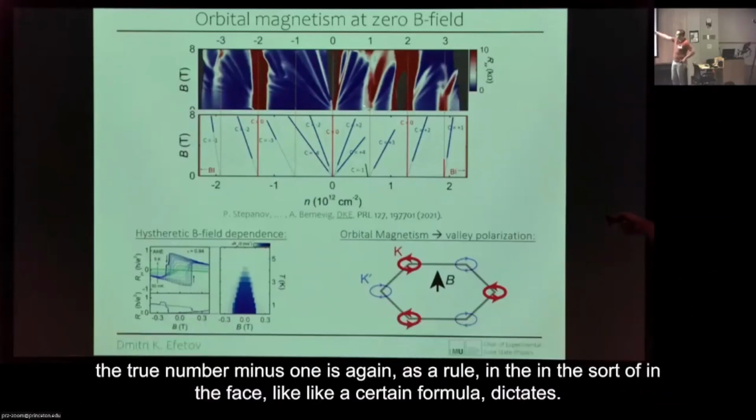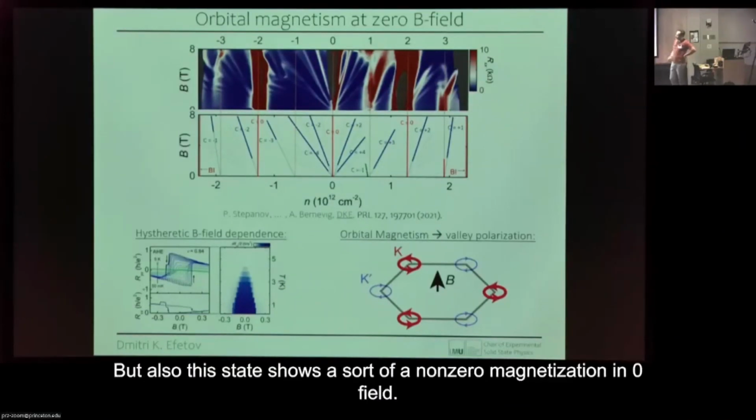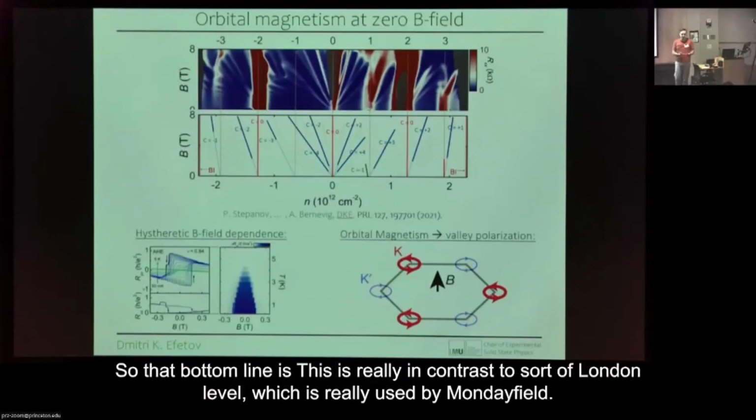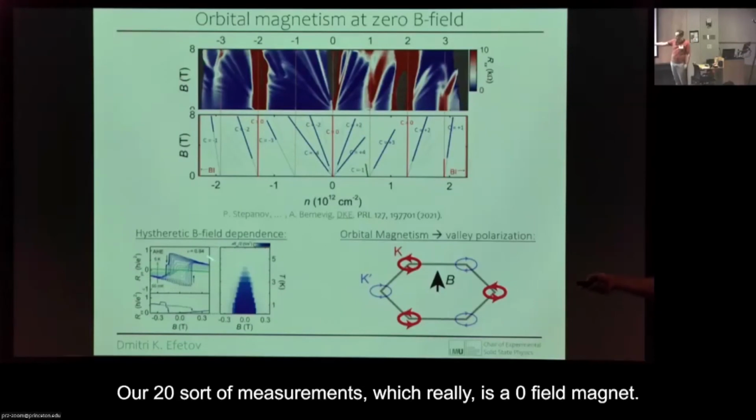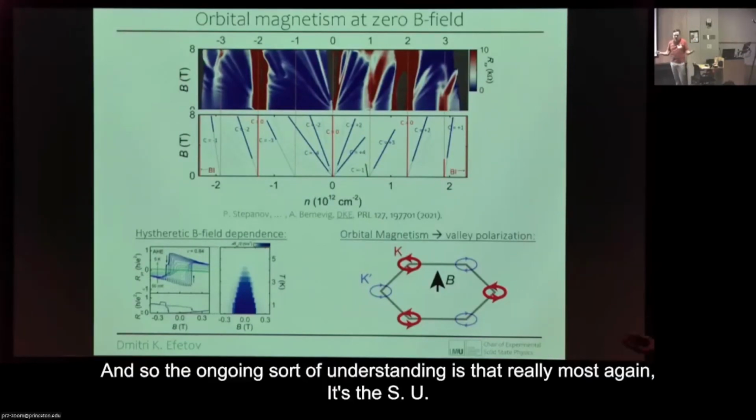The signature of the Chern number -1 is again a slope in the n-D phase space, like the Streda formula dictates. But this state also shows a non-zero magnetization at zero field. So the bottom line is that this is in contrast to a Landau level, which is really induced by magnetic field. Here we see this state really surviving at zero field, and it shows magnetization in these R_xy measurements, which really is a zero field magnet.